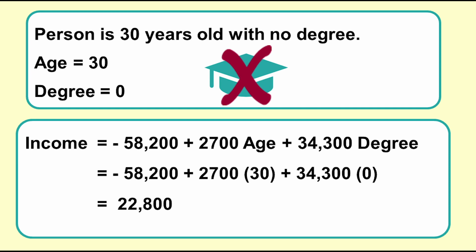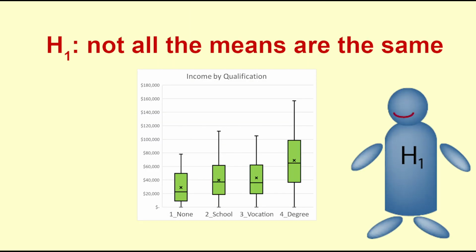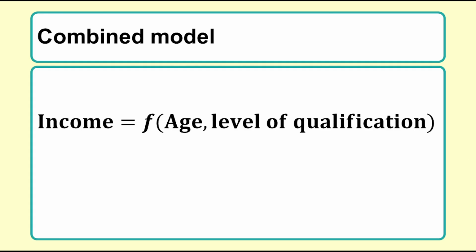That is how a single dummy or indicator variable works. We can have multiple indicator variables. In our data set, we actually have 4 levels of qualification: none, school, vocational, and degree. In the ANOVA video, we found that there was a statistically significant difference in mean incomes between some of the groups. Using multiple regression and indicator variables, we can make a model that incorporates age, a measurement variable, as well as the different levels of qualification in order to explain or predict income.